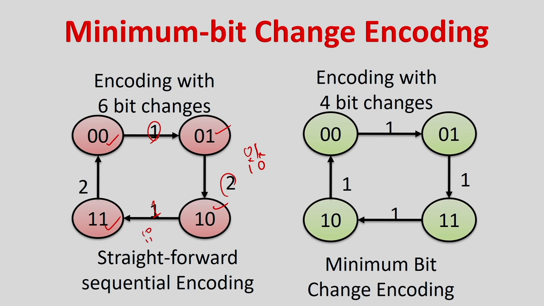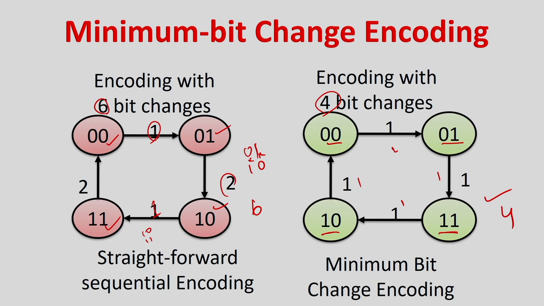Counting the wrap-around too, the total Hamming distance for sequential encoding is 6. But if you change to Gray encoding, 00 to 01, after 01 we put 11, and then 10. In every case it is 1, so the total Hamming distance, or total bit change for the FSM, is 4. In this case it is 4, in the other case it is 6. So we try to do minimum change encoding.